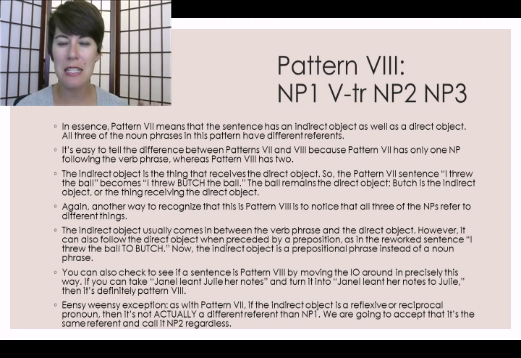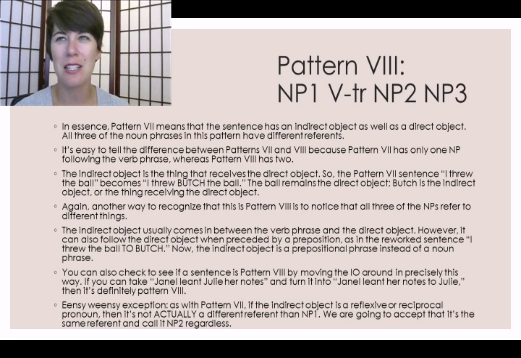There is one eensy-weensy little exception here, and it's similar to the exception in pattern 7. So if the indirect object is a reflexive or reciprocal pronoun, again, it's not actually a different NP than NP1, but we're still just going to call it NP2 because we want to make sure we're very clear that it's the indirect object. So even though it's technically not NP2, we're going to call it that anyway.